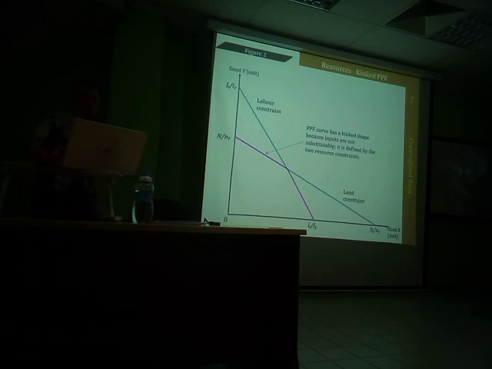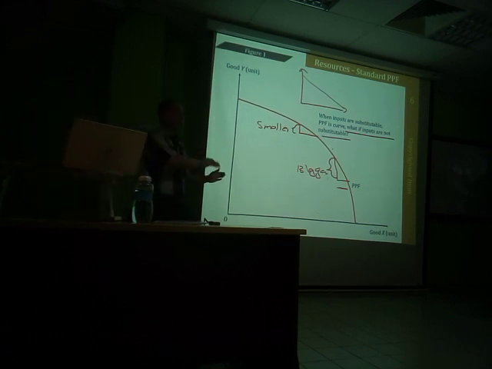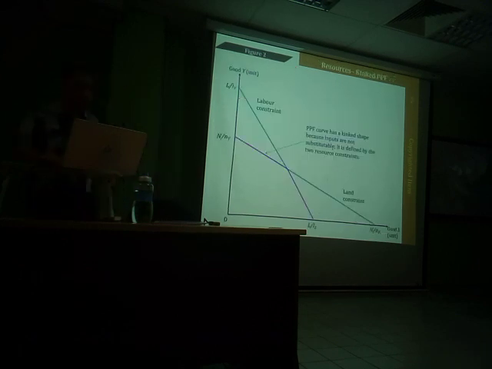There is a question that I think I asked here. What if inputs are not substitutable? Meaning you cannot substitute more of labor for land or vice versa, meaning you cannot substitute or compensate labor and land. In that situation, how will the PPF look? This is how it looks.